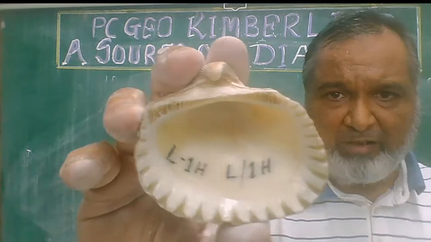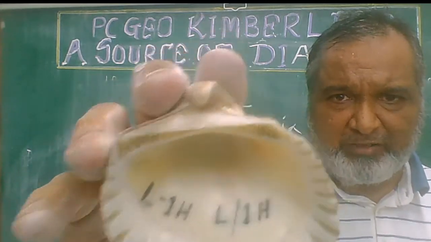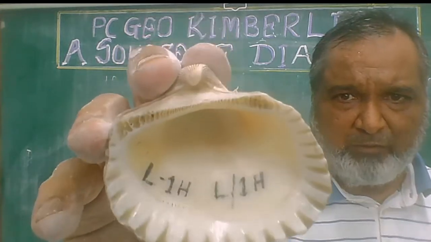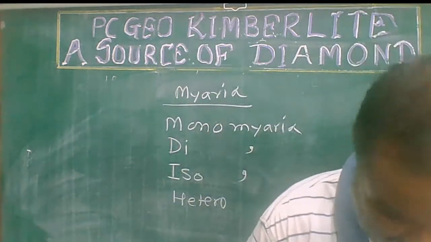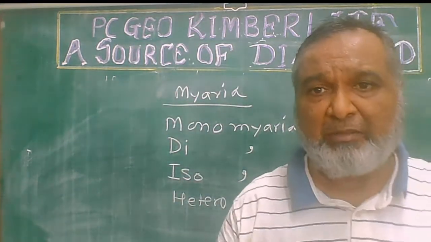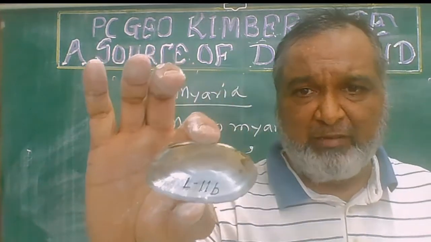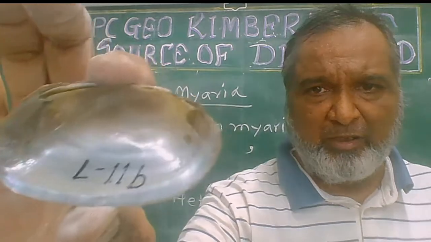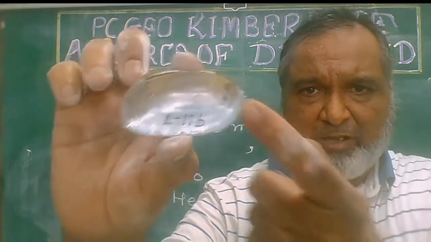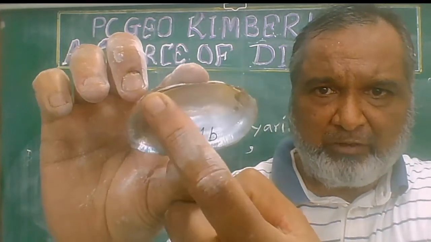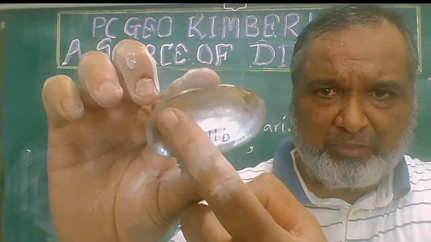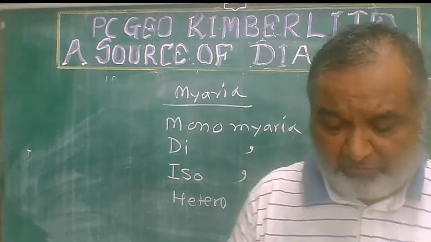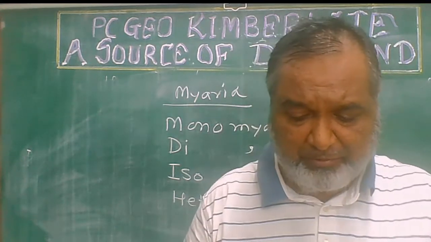Now here we have the 2, left and right, with yellowish color, and you can see the hinge line and the prominent umbo. In the diagram which we have drawn, 2 muscle impressions will be there. I think this will be clear. One will be here and the second one in this part. So 2 muscle impressions.